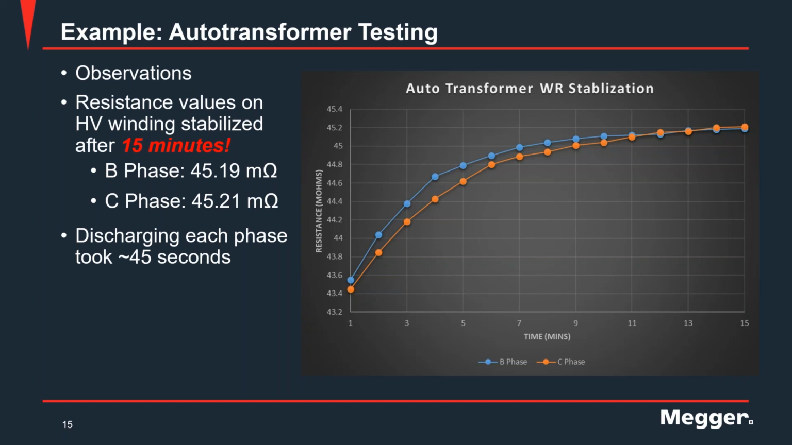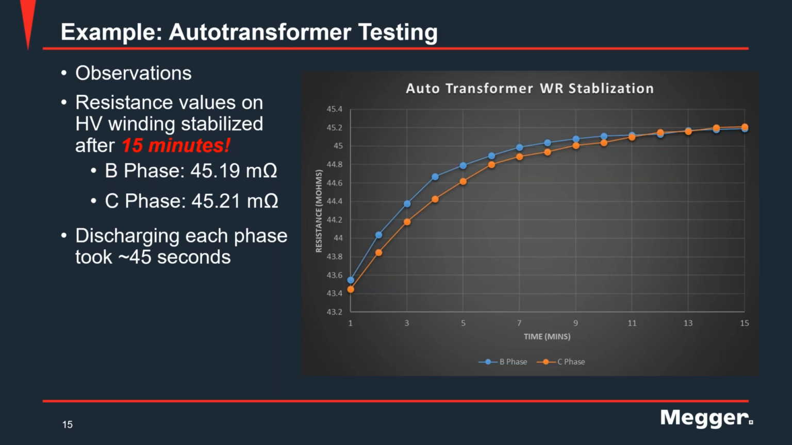But as you can see on your screen on the left hand side, the Bravo and Charlie phase readings have been shared here. Both are in the 45 milliohm range and they're fairly close to each other. So sometimes, depending on the rating of the winding, it might take longer to stabilize. But once they do, and if the transformer is in good shape, more likely than not, you're going to get consistent readings. And considering that this winding was rated at a higher value, the discharging of the current also took as long as 45 seconds.